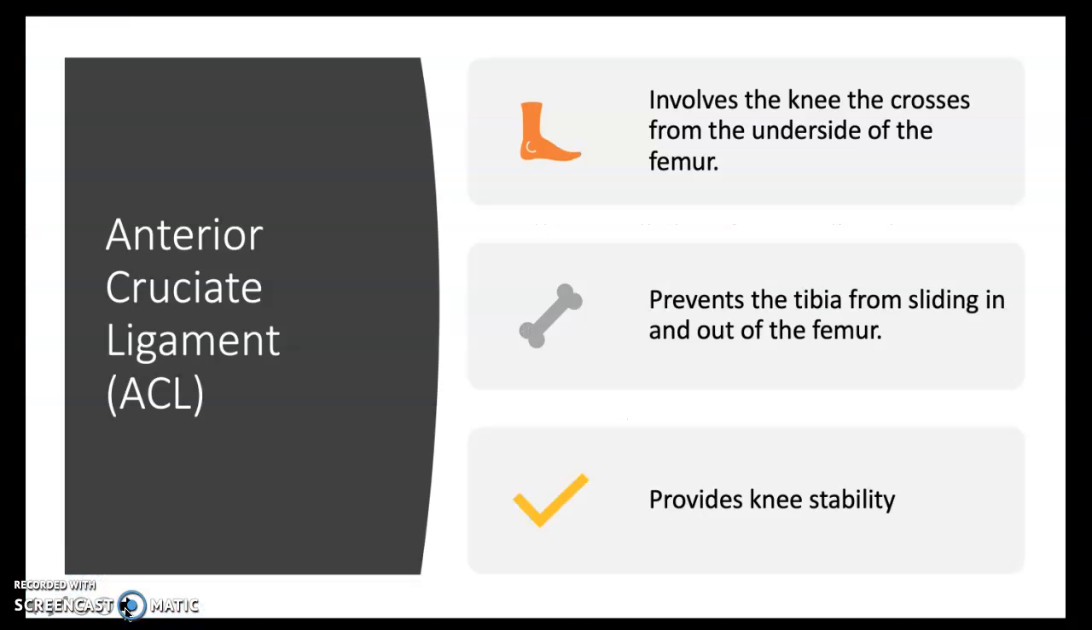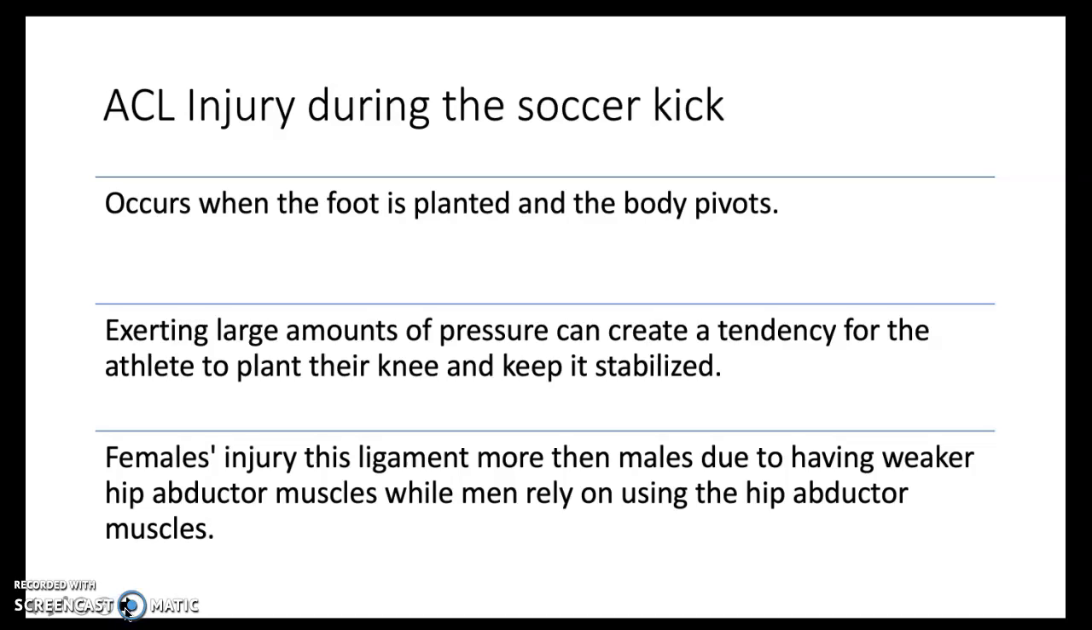The anterior cruciate ligament, the ACL, involves the underside of the femur, where it wraps around to the tibia. This prevents the tibia from sliding in and out of the femur, and provides knee stability. The reason why I chose to do the ACL injury during the soccer kick is because that is one of the highest rates of injury in soccer, and this usually occurs when the foot is planted and the body pivots with a very high excursion.